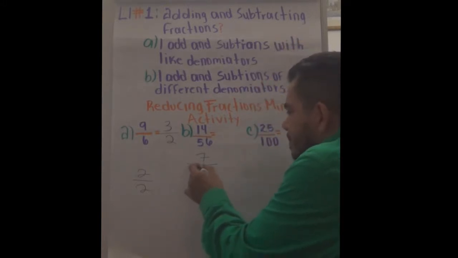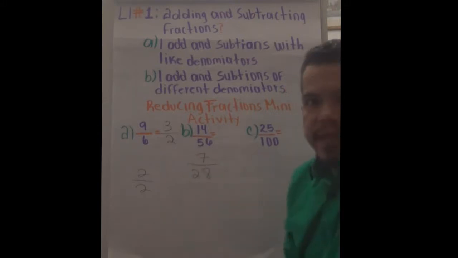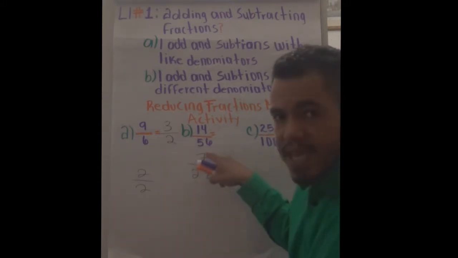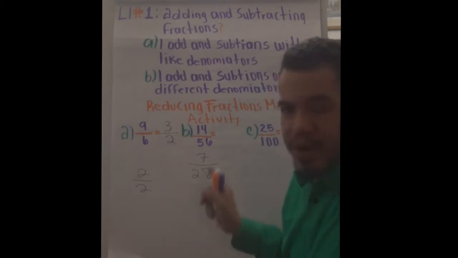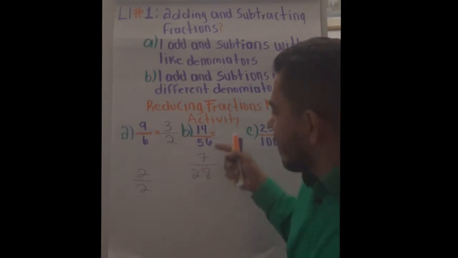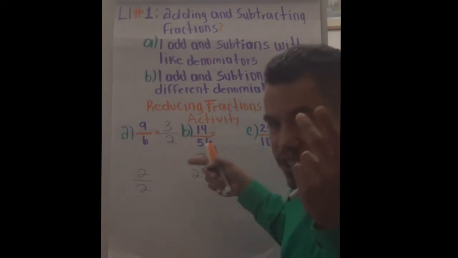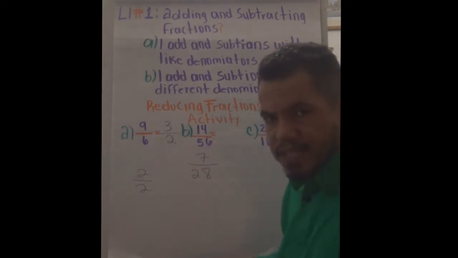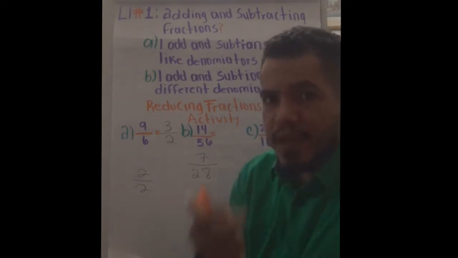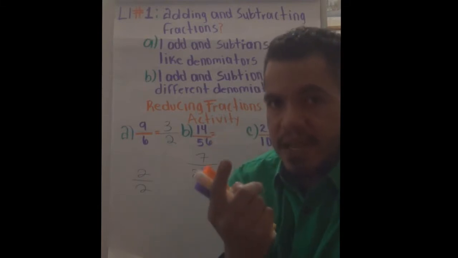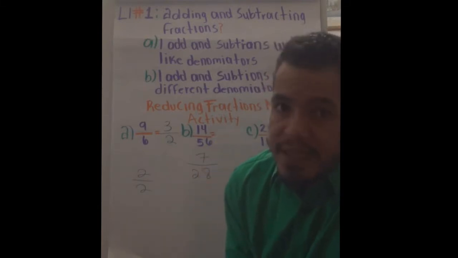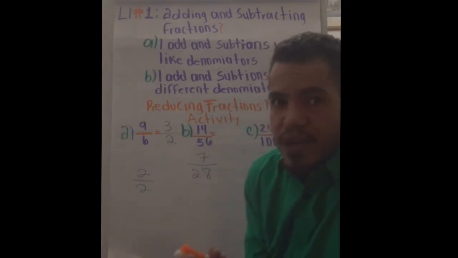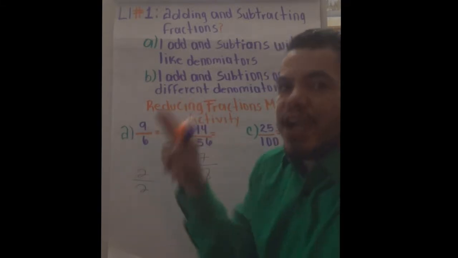So then, is this in simplest form? Let's check. 7 is a prime number. A prime number is a number that can only be divided by two different numbers, itself and 1. So you may be asking, is 1 a prime number? No, 1 is not a prime number because it has to be divisible by two different numbers, itself and 1. And 1 and itself are the same thing, so they're not two different numbers. Anyways, going back to this.